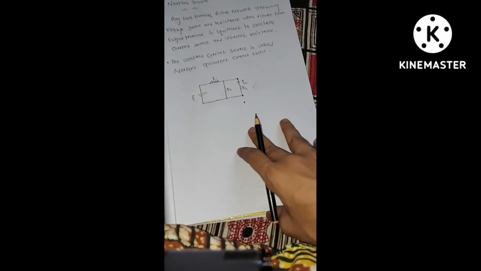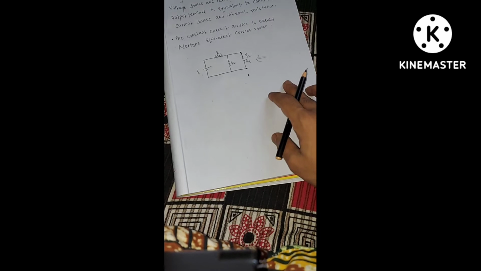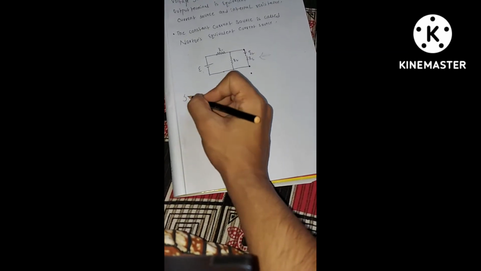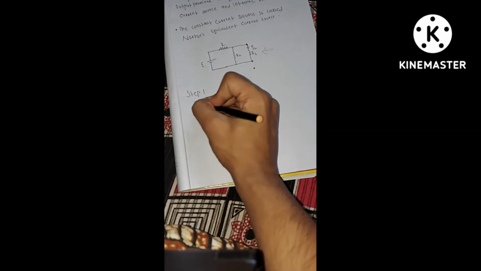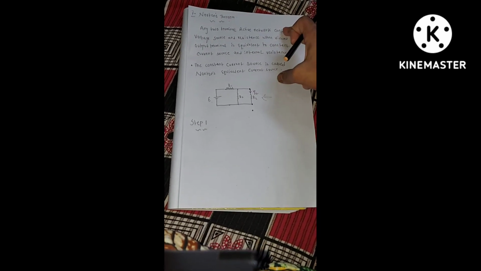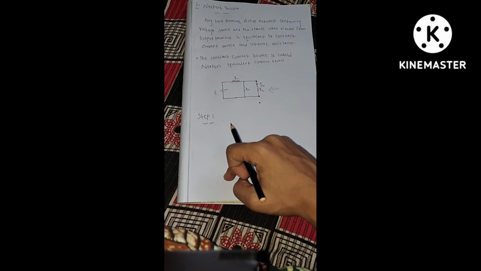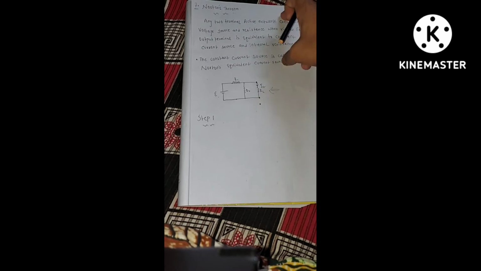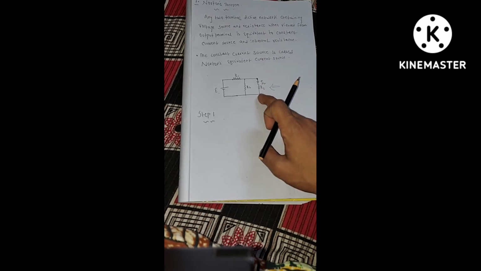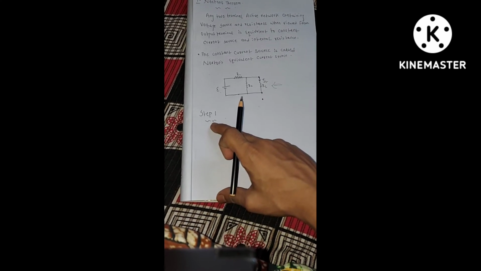Okay, so what are the steps? There are mainly three steps involved in Norton's theorem. Step 1. This portion carries 1 mark, the diagram 1 mark, and the three steps you're gonna write will carry your 3 marks, total 5 marks.